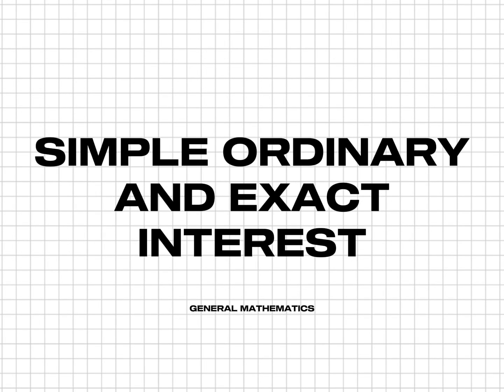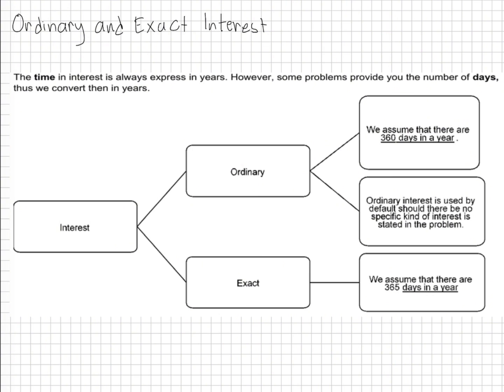Hello everyone, this video lesson is about simple, ordinary, and exact interest. So we have two types of interest. The first is ordinary interest, where we assume that there are 360 days in a year. This interest is also used by default if there is no specific interest mentioned in the problem. So next we have the exact interest, where we use the exact days in a year, which is 365 days.